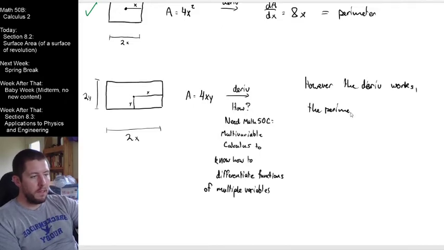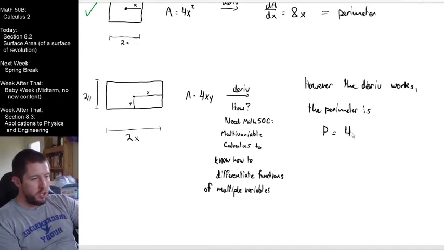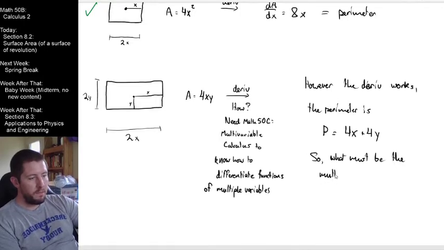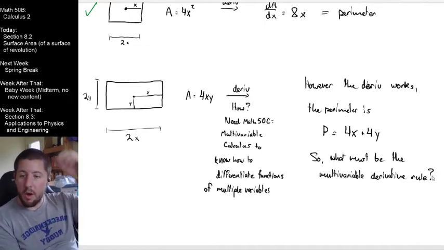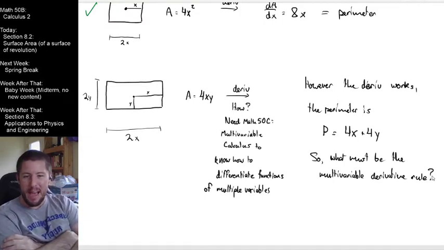the perimeter is P equals what? 2x, 2x, 2y, 2y? It looks like it should be 4x plus 4y. So, what must be the multivariable derivative rule? I'm asking you to tell me what you are going to show is the appropriate way to take a multivariable derivative next semester. That's the question that I'm asking you right now.